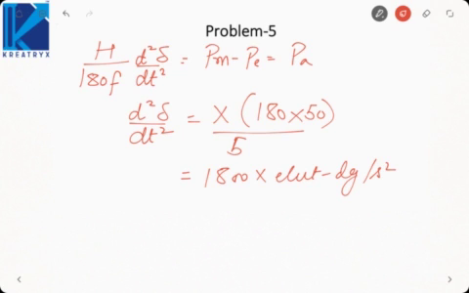Okay. So you have to make sure you use the correct version of the swing equation based on the problem. Just by looking at the units, you have to judge which swing equation to use.